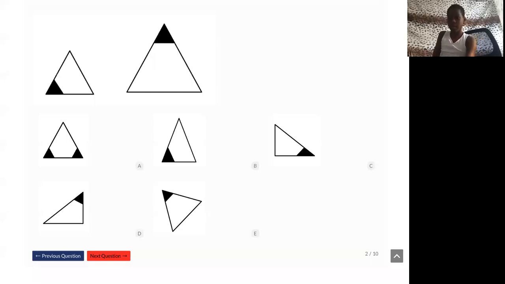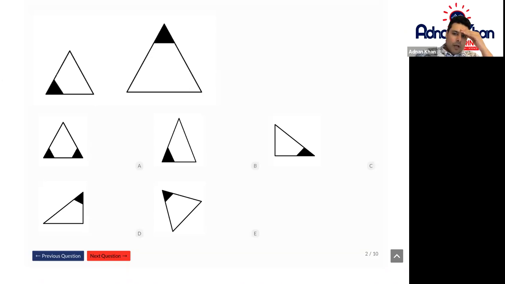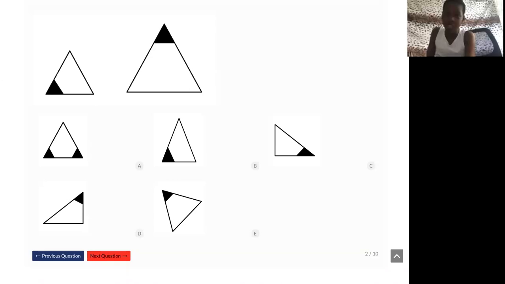Okay, go ahead. Is it E? Why is it going to be E? Because if you look at it, they're all equilateral triangles, and they only have one tip.